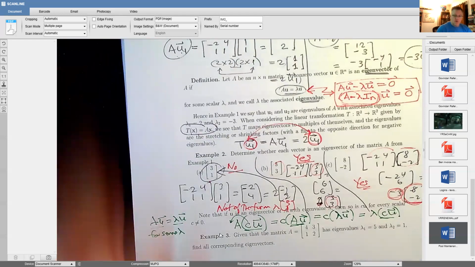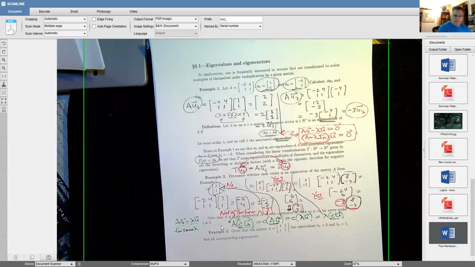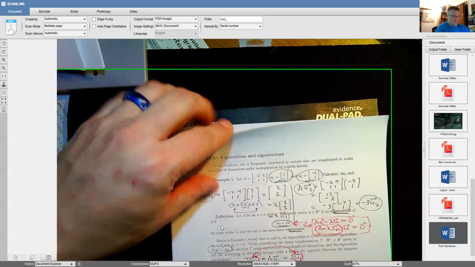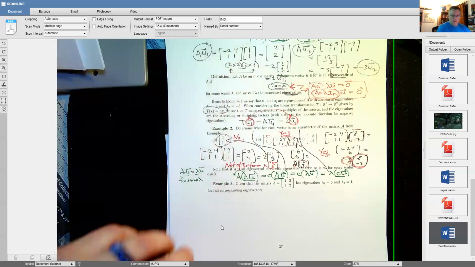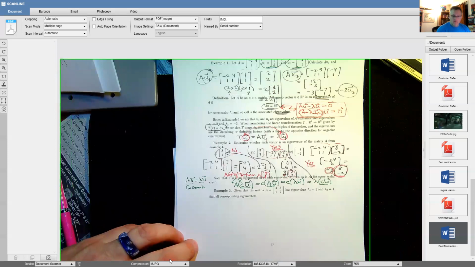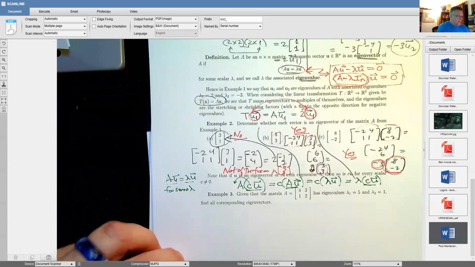All right, so let's go on to example 3. If I can get this position right. All right.